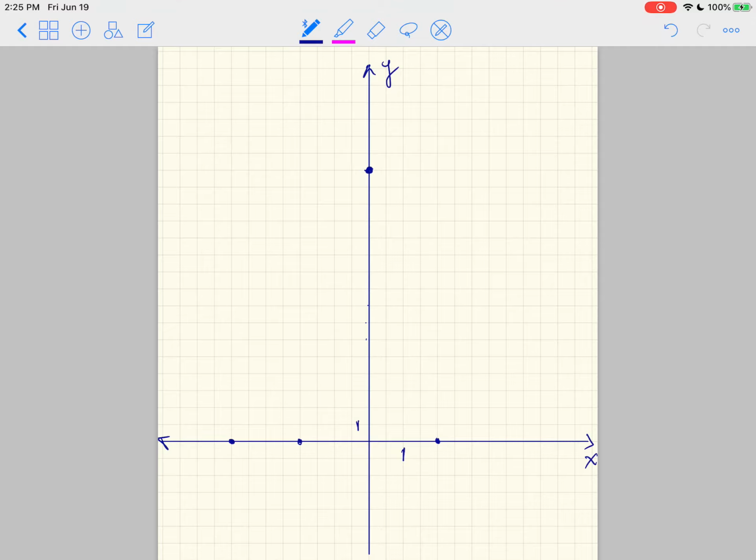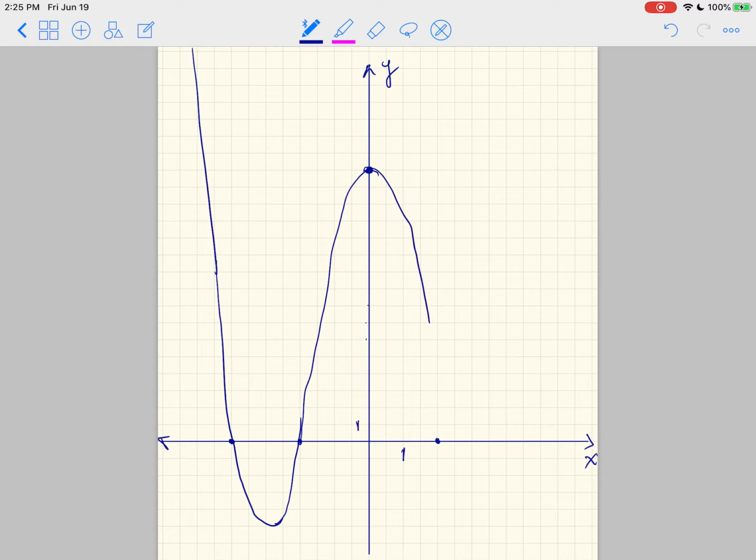Okay. And it doesn't matter sort of the shape. I just know I need to start up high. So I'm going to start up here. It should be a nice smooth curve. It shouldn't have any sharp edges or anything because it's a polynomial. I need to go through this point and then back down through here.